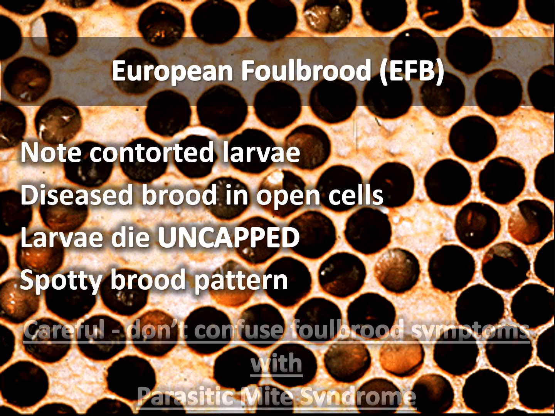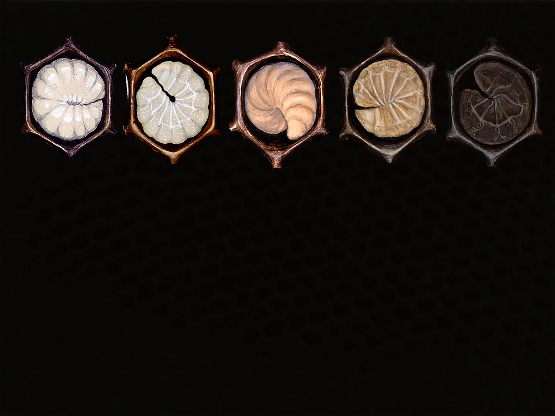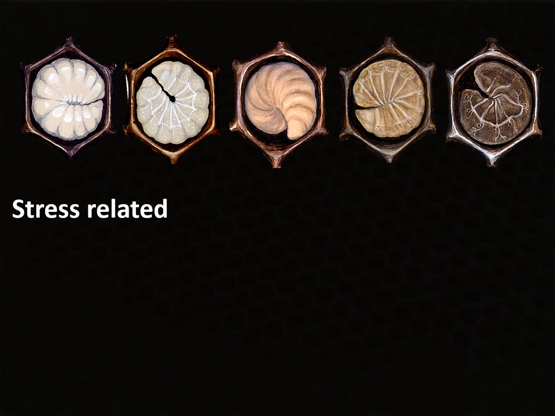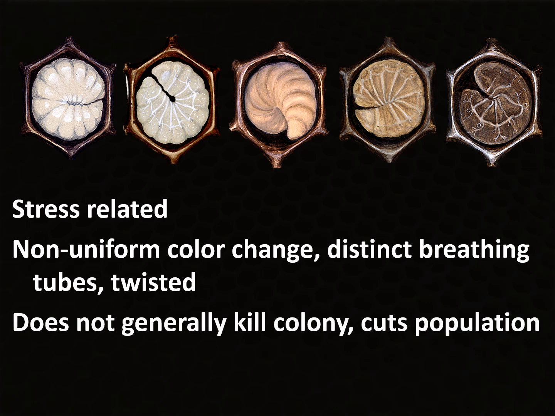You still have that spotty brood pattern, but you have that spotty brood pattern in a few of the things that can impact bees. It can be easy to confuse, again, with parasitic mite syndrome, which has that spotty brood pattern. But you'll see it's usually like a multicolor brood, and it's stress related. So non-uniform color, and then the breathing tubes will become more visible. And it doesn't generally kill the population, but it can if the colony is already weak, because it does cut the population.